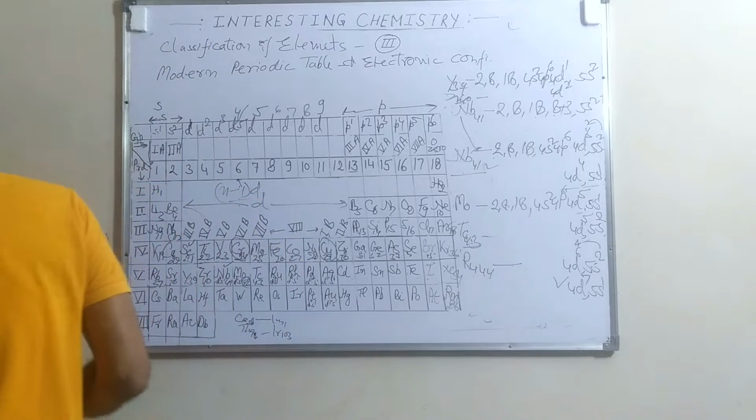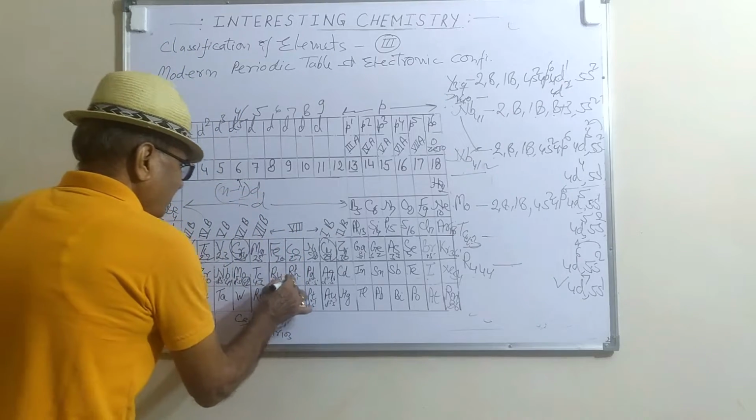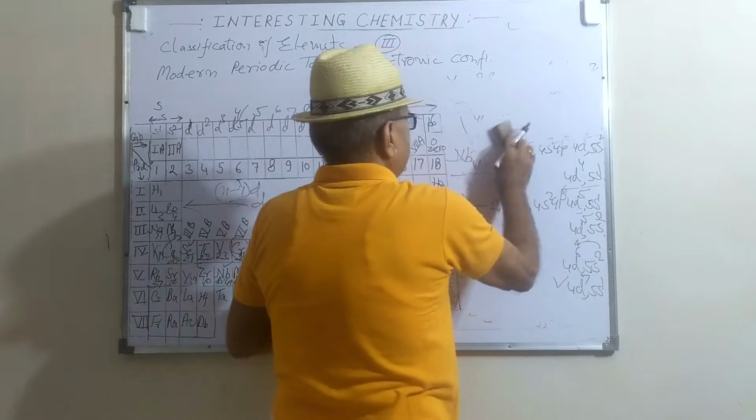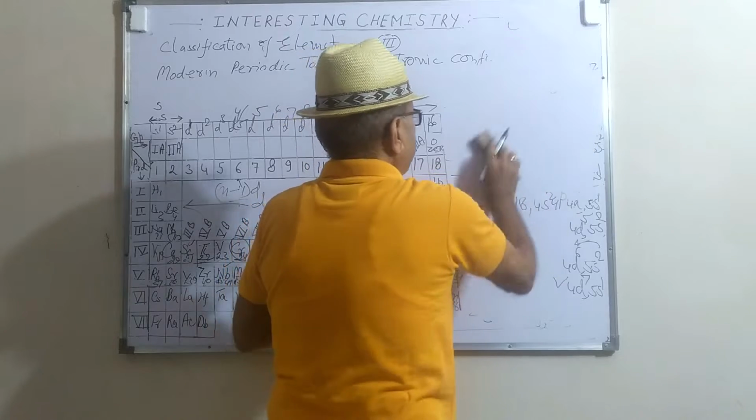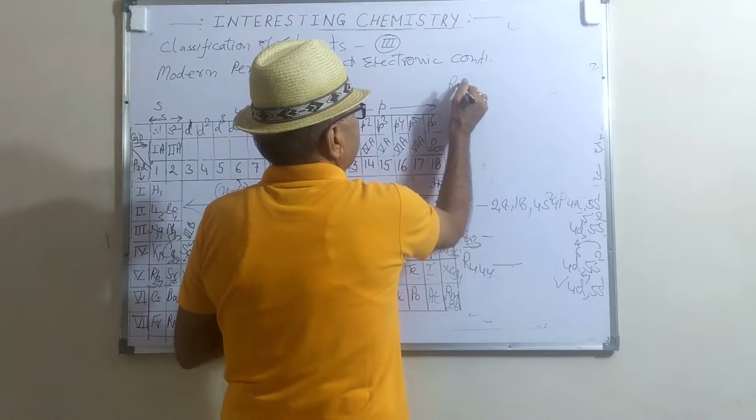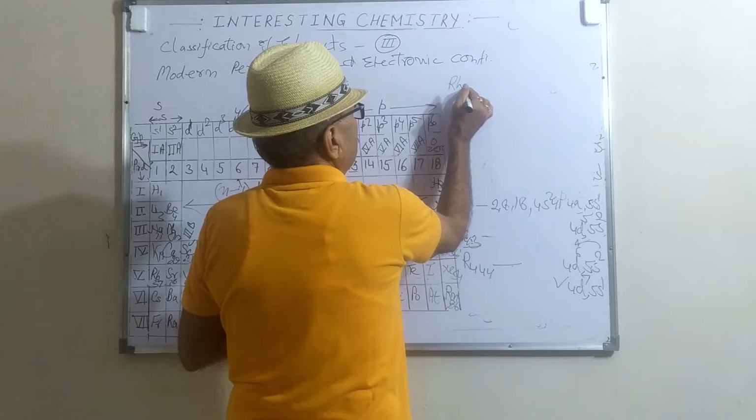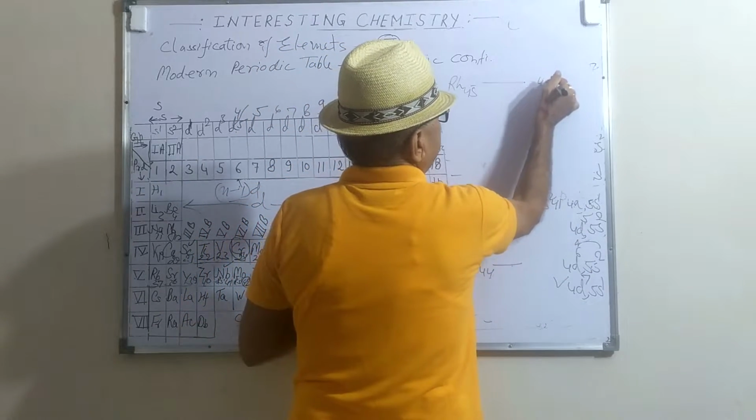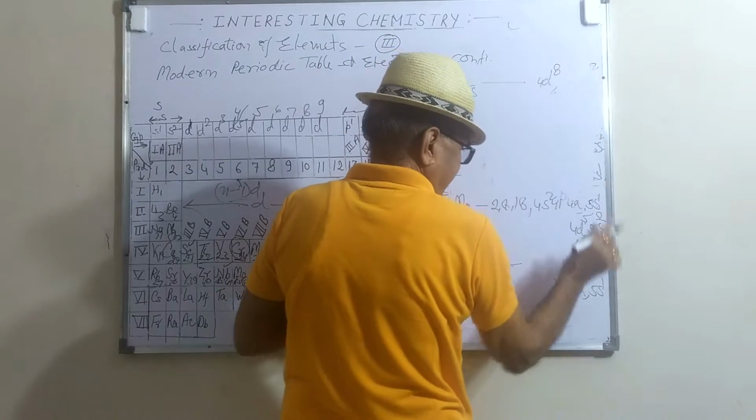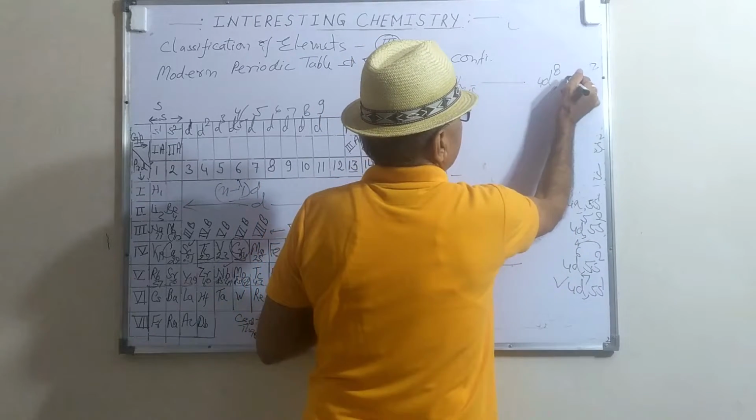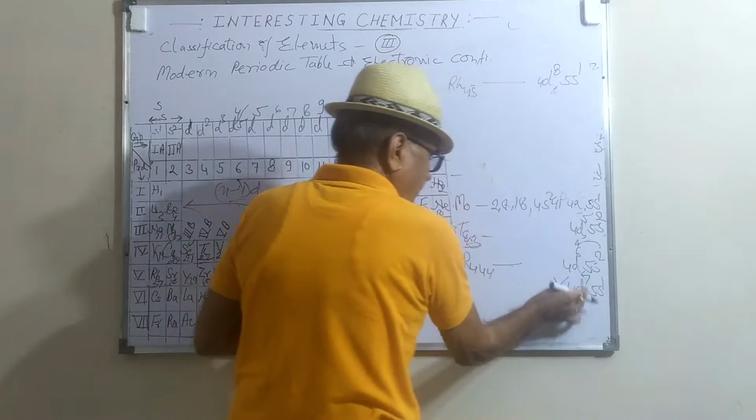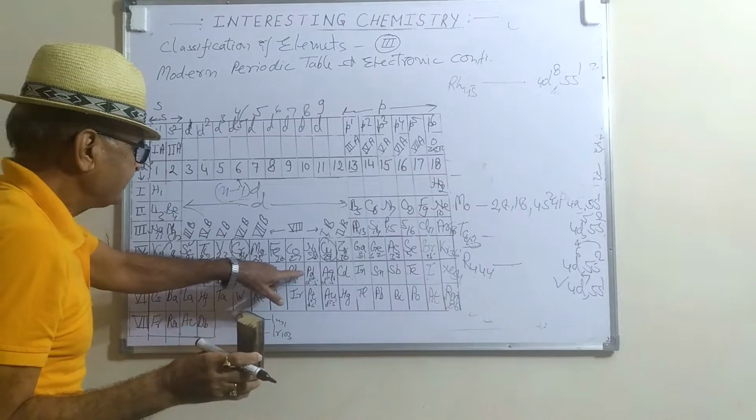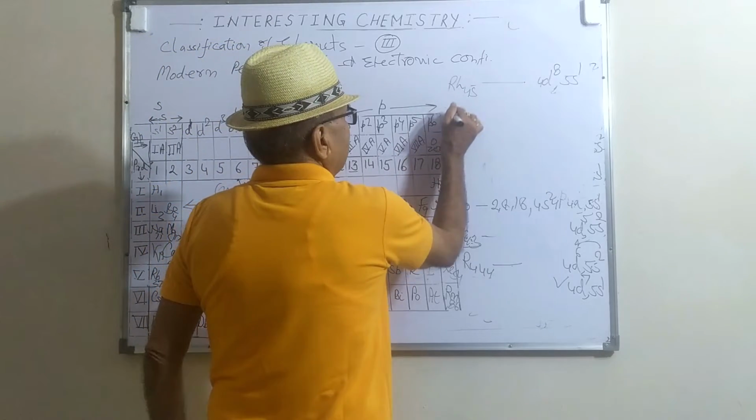This one will be the electronic configuration of ruthenium 44. Now come to rhodium. The atomic number of rhodium goes from 44 to 45. Then this one is 4d8 and 5s1. This is 4d8 and 5s1. This is rhodium. Then come to palladium.